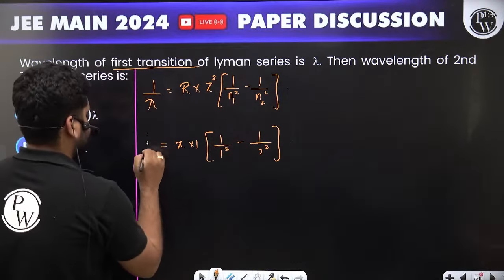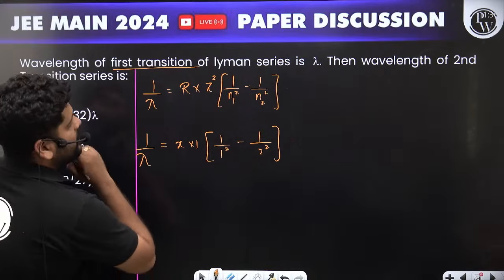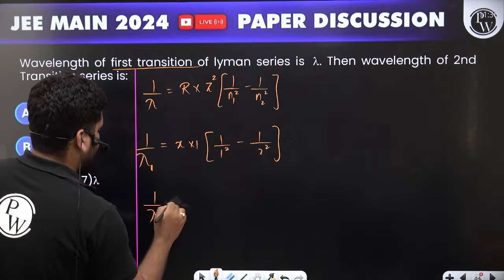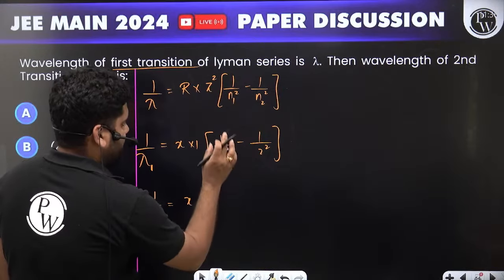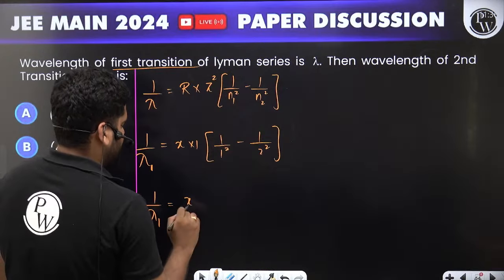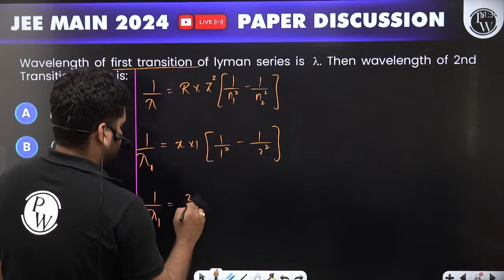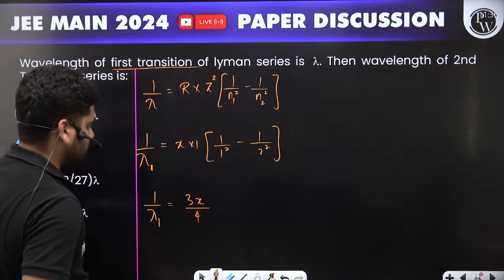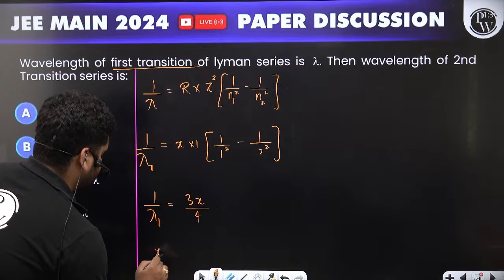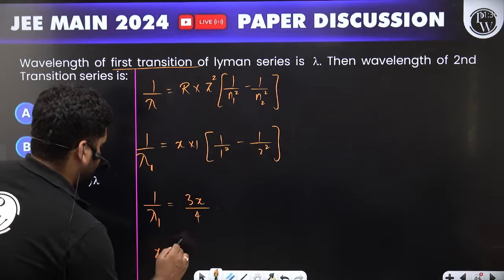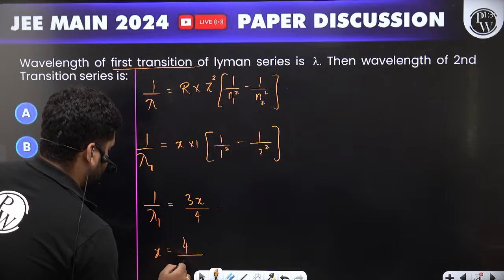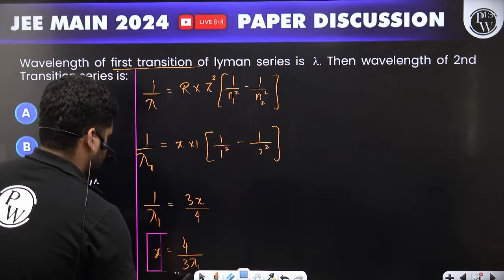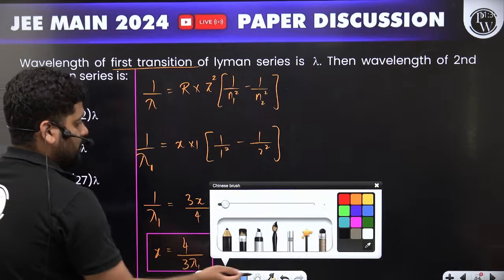So we have 1 by lambda, I'll just write it as lambda 1. So 1 by lambda 1 is equal to x into 1 by 1 minus 1 by 4, which is 3 by 4. So this part would be 3x divided by 4. 1 minus 1 by 4 is 3 by 4. So the value of x from this data, we can get as 4 divided by 3 lambda 1. So this is our value of x: x is equal to 4 divided by 3 into lambda 1.